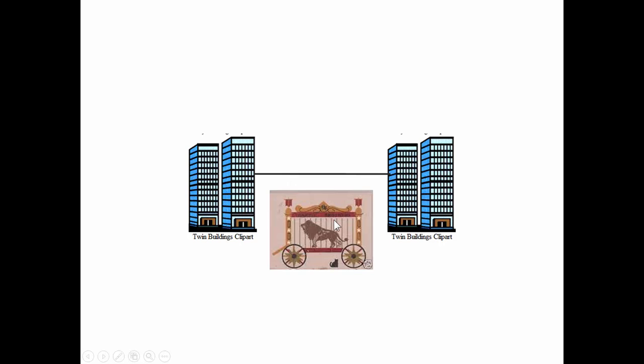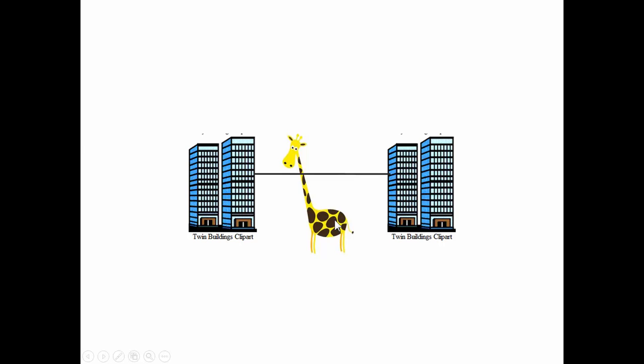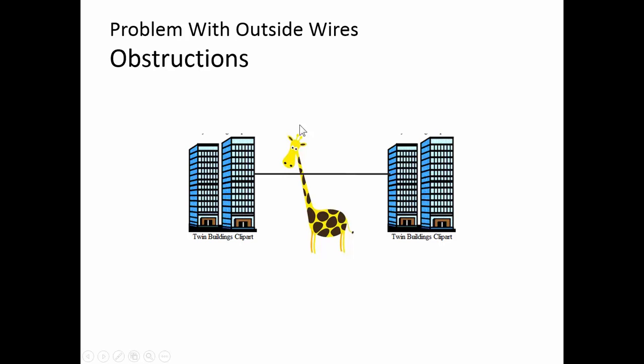But if this circus had a giraffe, then that giraffe could potentially hit the wire and break the wire. Or maybe not a giraffe, perhaps just some sort of big commercial vehicle like a crane. The point is that if you have outside wires, it becomes an obstruction, and it could be hit or knocked down by any traffic that is going under that obstruction. So the solution would be to use laser technology.